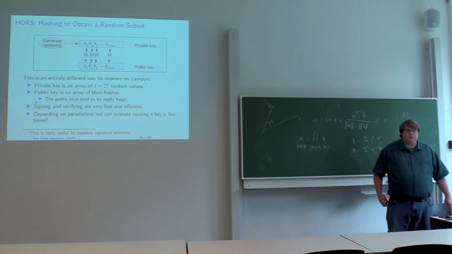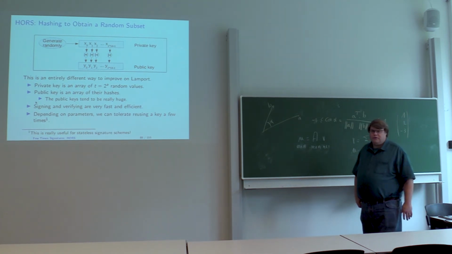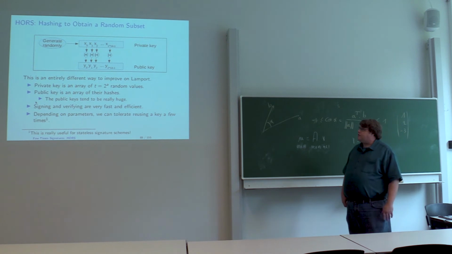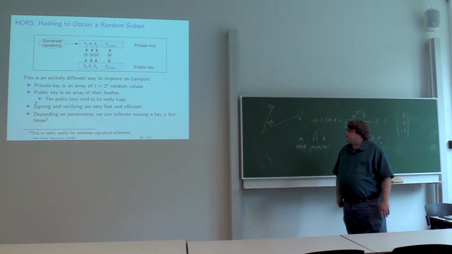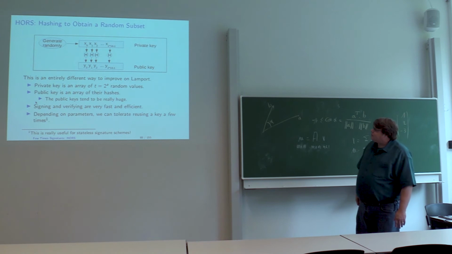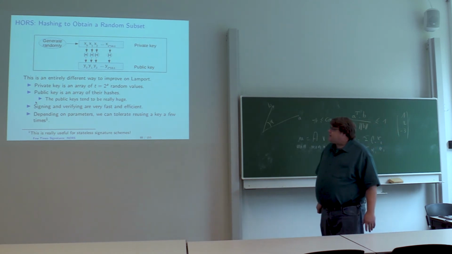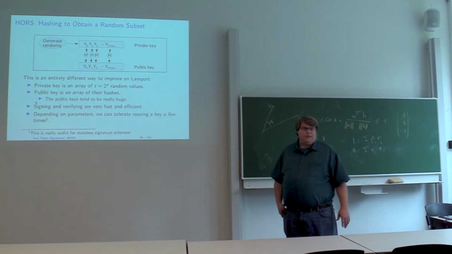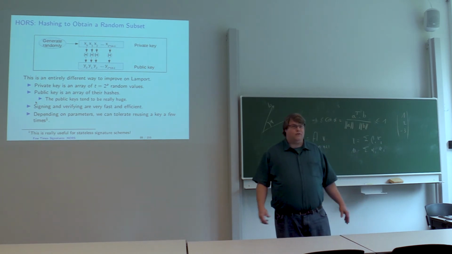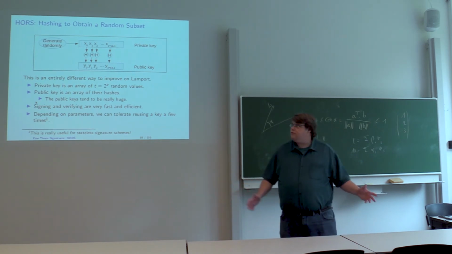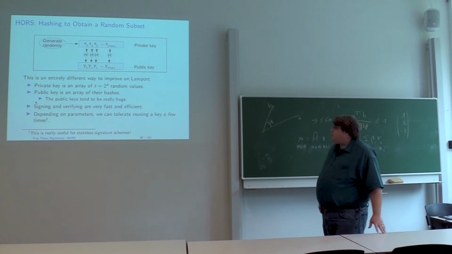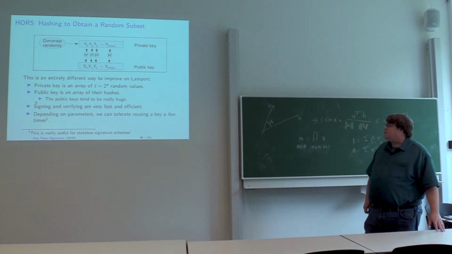So first I'm going to describe the initial scheme. This is called hashing onto a random subset. I'm not sure what you call it, HORS, something. So the idea here is, you can sort of think of this as an extension of Lamport, just going in a different direction than Winternitz. And so the private key is going to be just an array of secret values, 2 to the A of them.